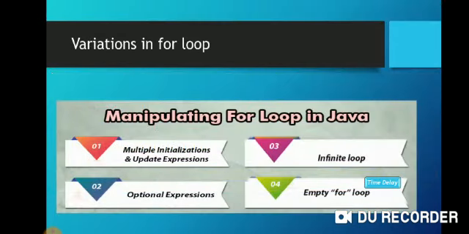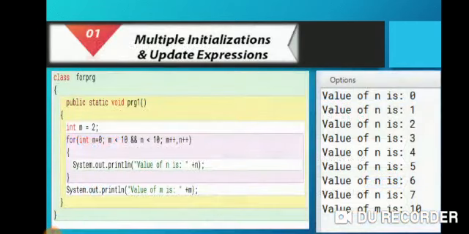Okay, there are various variations in the for loop which you haven't done earlier. First is your multiple initializations and update expressions. Then is your optional expressions. Then is your infinite loops and empty for loop, that is your time delay loop. Let's see multiple initializations and update expressions.